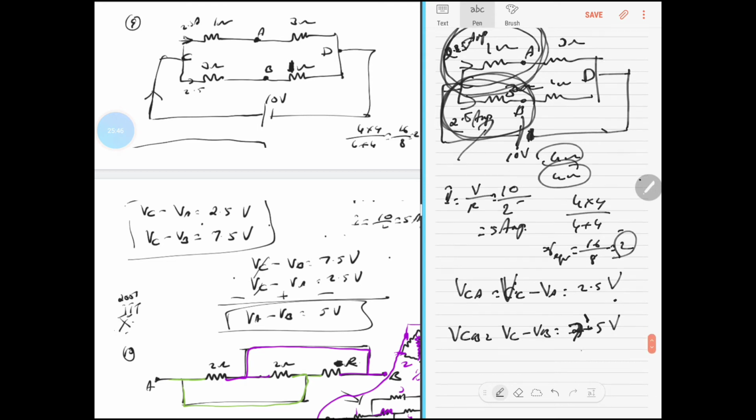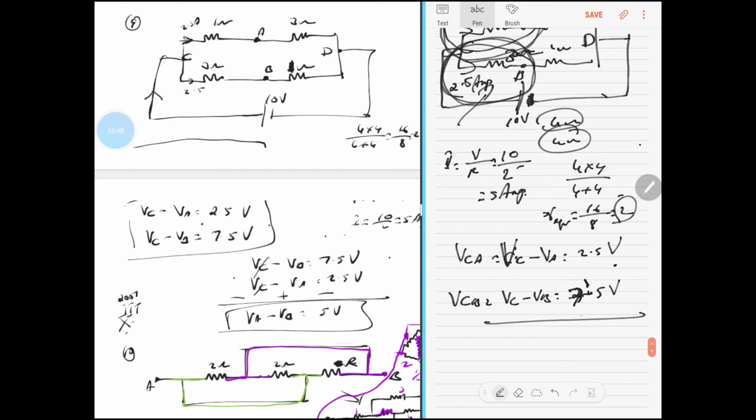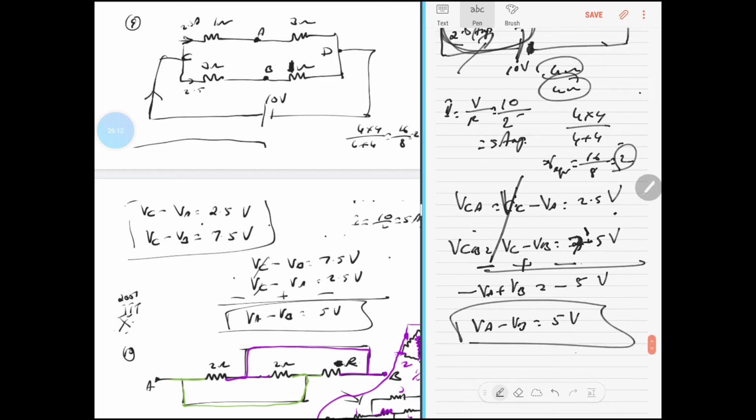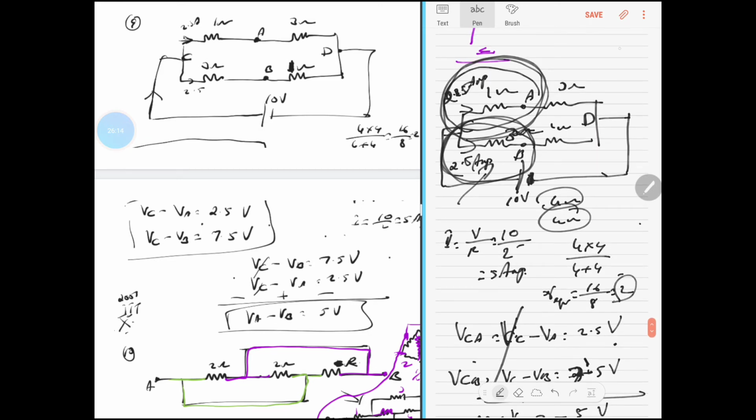So when you do it like a linear equation, you want to eliminate C because you want to find the potential difference between VA and VB. So basically we are subtracting, so that VC and VC get cancelled. We get minus VA plus VB is equal to minus 5. So if you want VA minus VB, it will be 5 volts. Thus you find the potential difference between the points A and B. Very, very important entrance exam question.